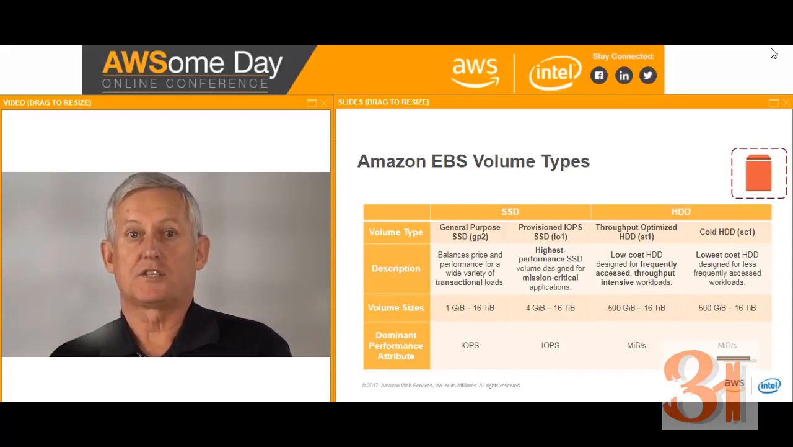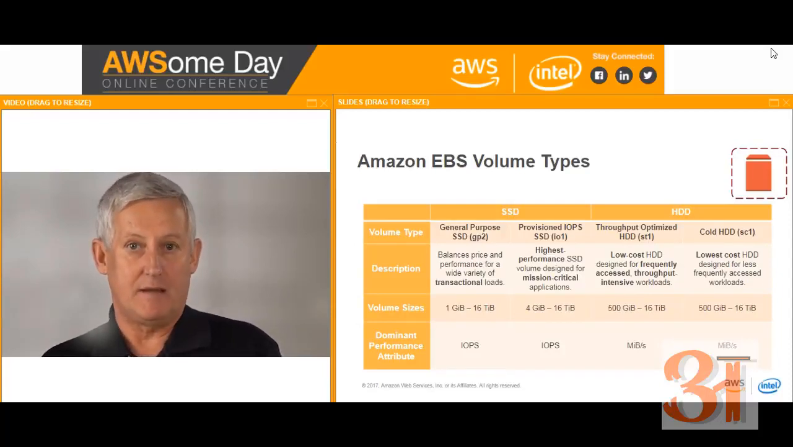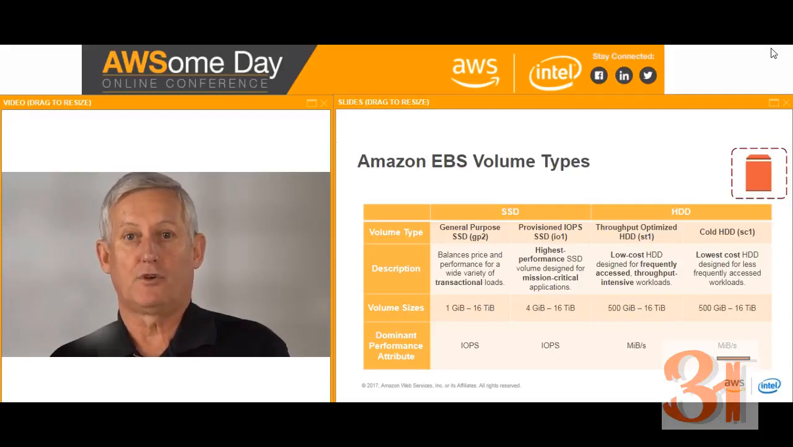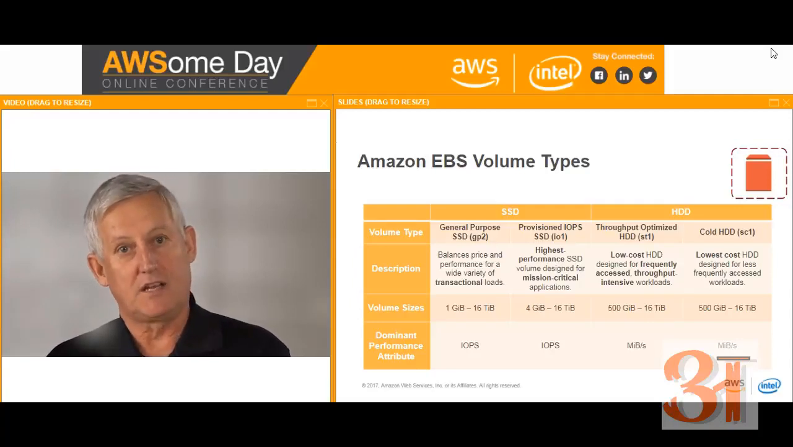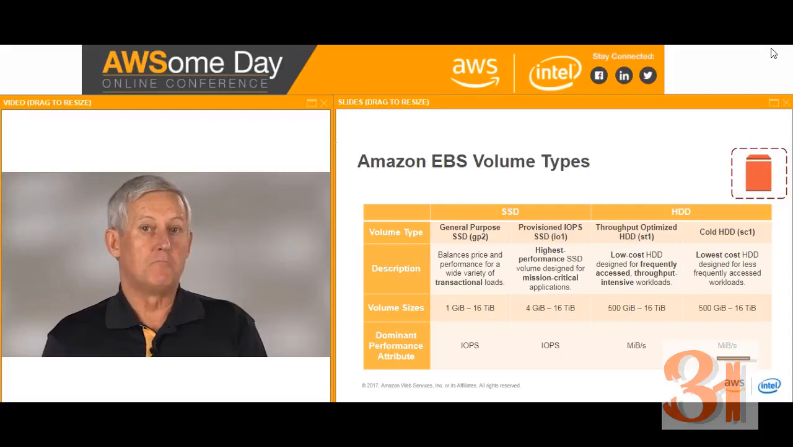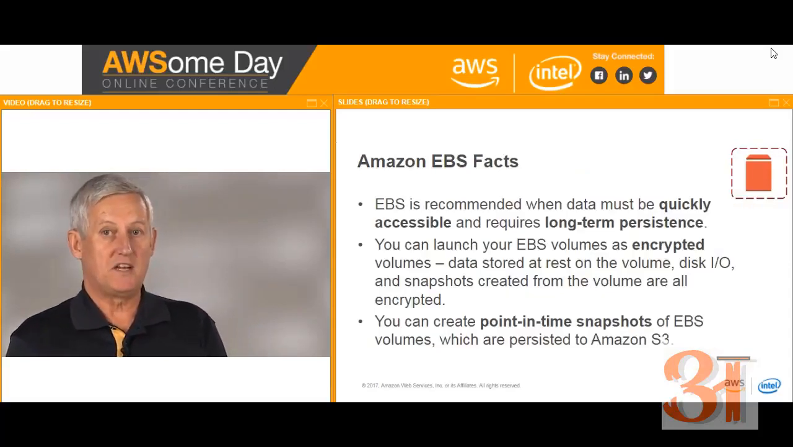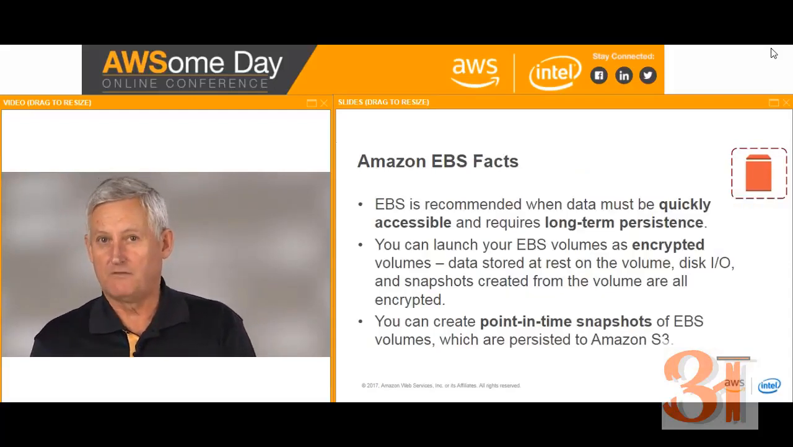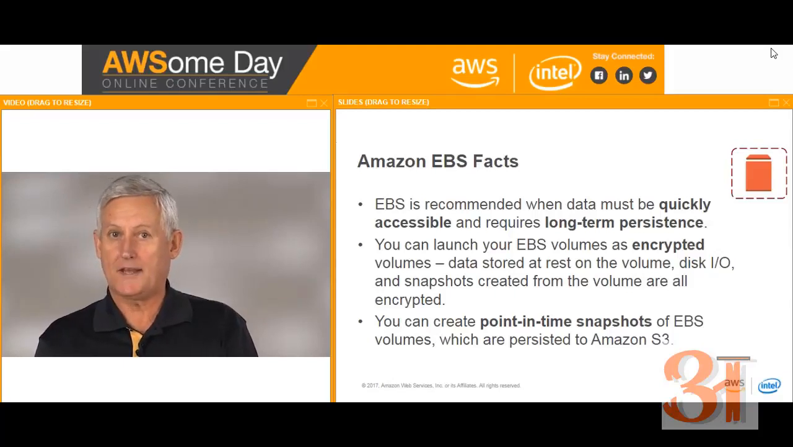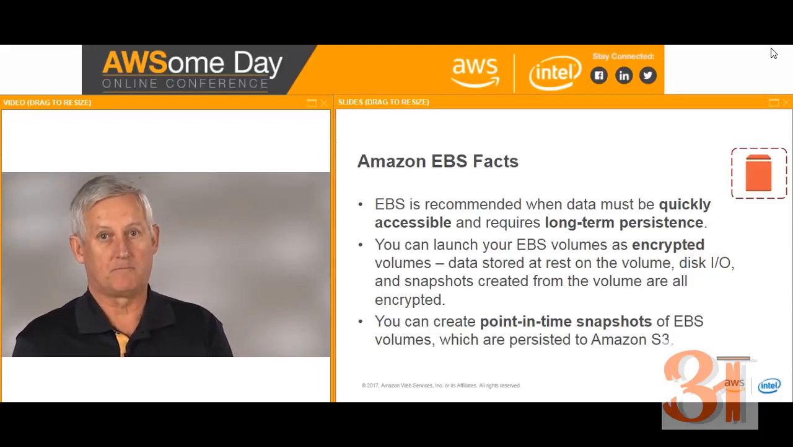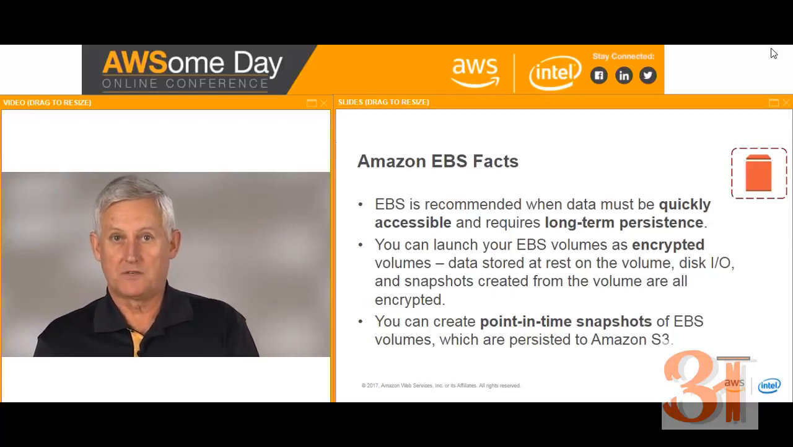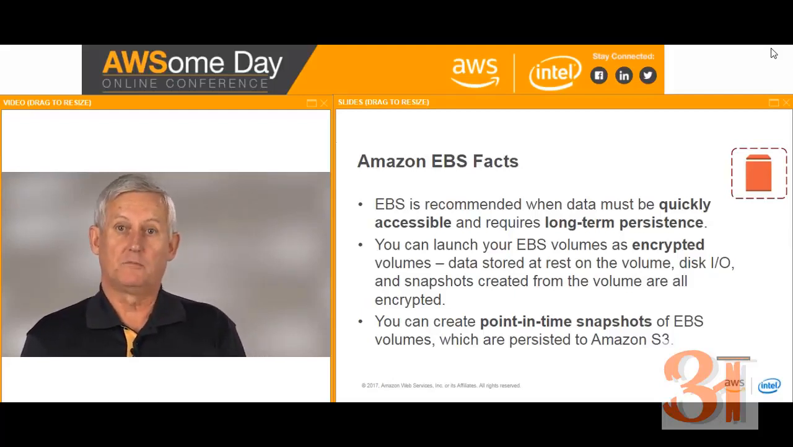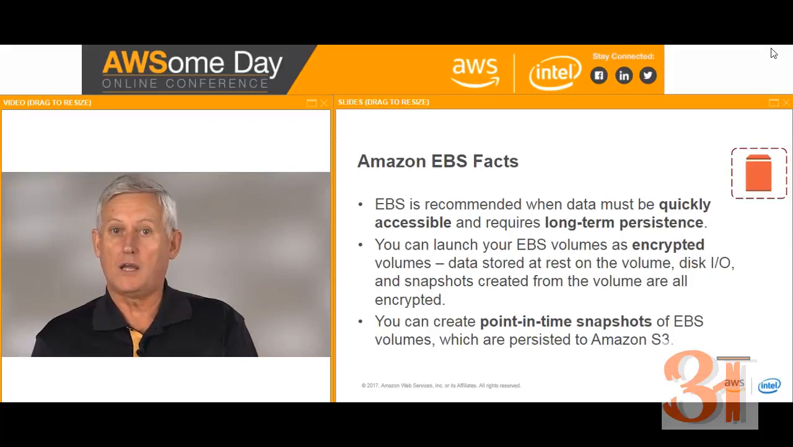The volume types fall into 2 categories: solid-state drive-backed and magnetic hard disk drive-backed volumes. This table displays the characteristics of the different EBS volume types that are available for you to select when creating new EBS volumes. You can attach multiple EBS volumes to the same EC2 instance, but each volume can be attached to only one EC2 instance at a point in time. EBS volumes behave like raw, unformatted block devices. You can create a file system on top of these volumes or use them in any other way you would use a block device like a hard drive.